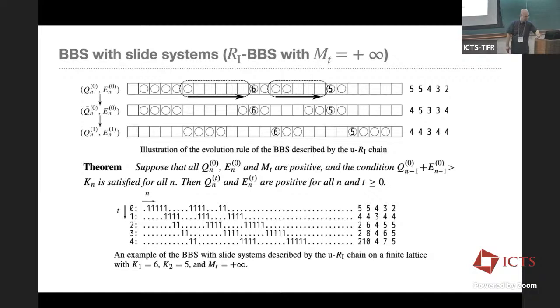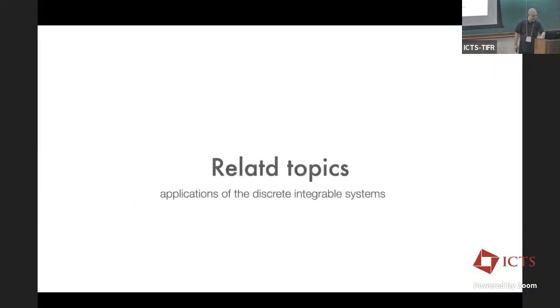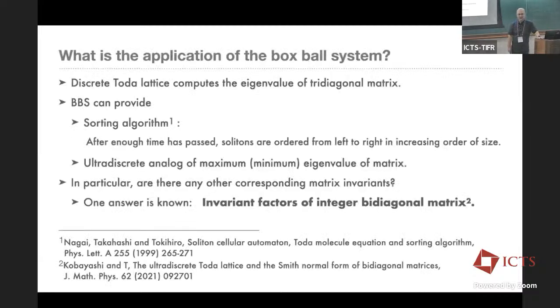Sorry, I have to finish. I completely omit these related topics, but I just point out one comment. Previously, the discrete system computes the eigenvalues of the corresponding matrix. This is what the discrete system, finite Toda, computes.